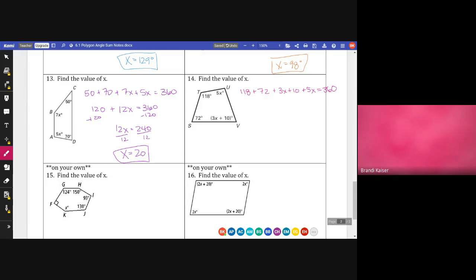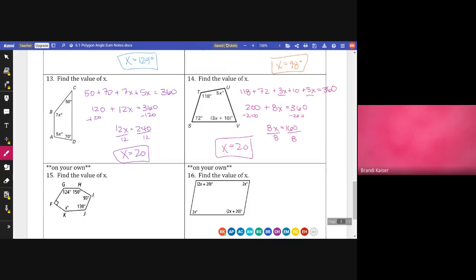Then we need to combine like terms. We can combine the 118, the 72, and the 10. If I add those three numbers together, I should get 200. If I combine my x's, I have 3x and 5x, and if I add those, they become 8x. Since we are solving for x, we subtract the 200 from both sides. 8x will equal 160. Then divide both sides by 8 to get x by itself. And when we find x, it also equals 20.